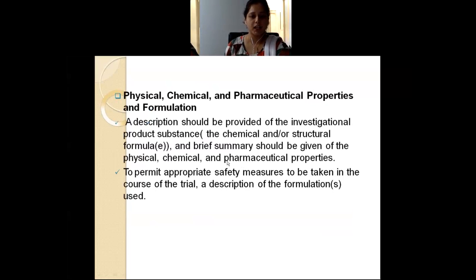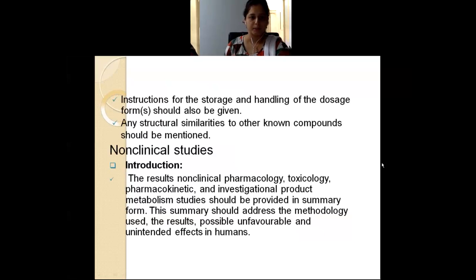Next, the physical, chemical and pharmaceutical properties and formulation. A description of our investigational product should be provided in the IB, and a brief summary of its physical, chemical and pharmaceutical properties should be highlighted. Also, if any safety measures need to be taken, that too has to be mentioned.